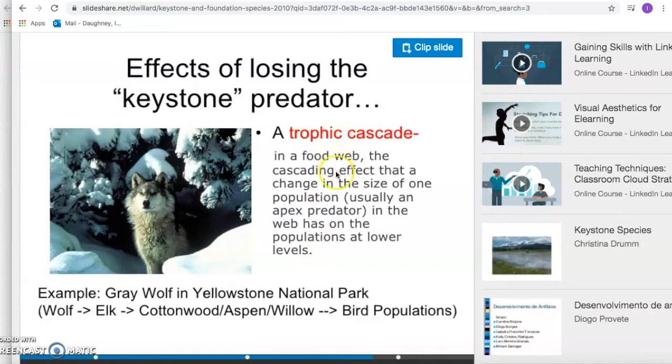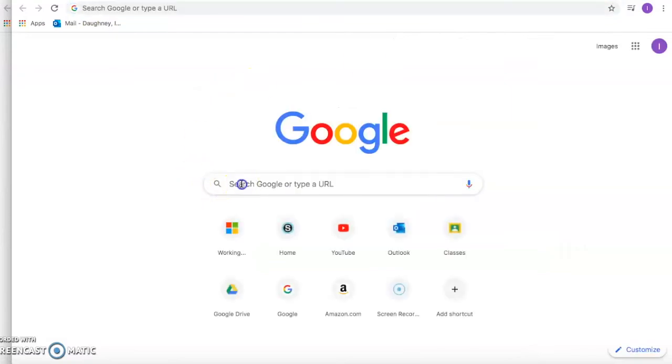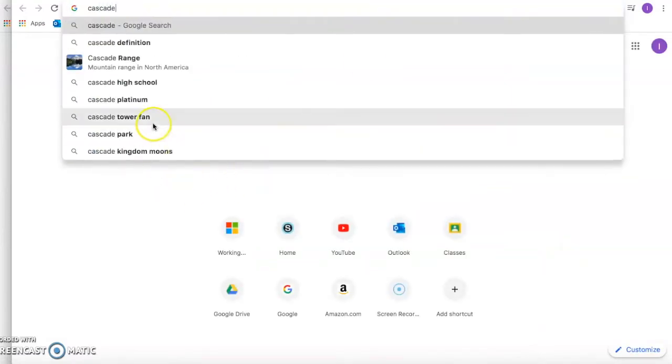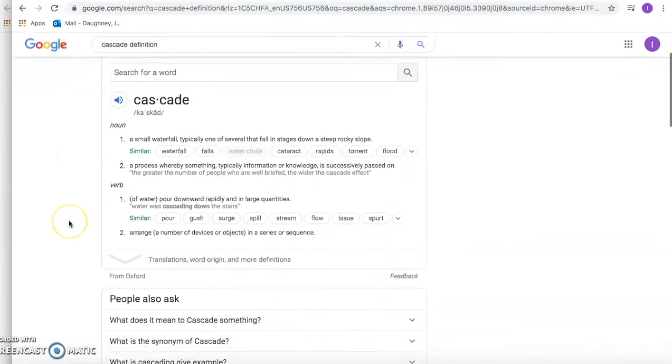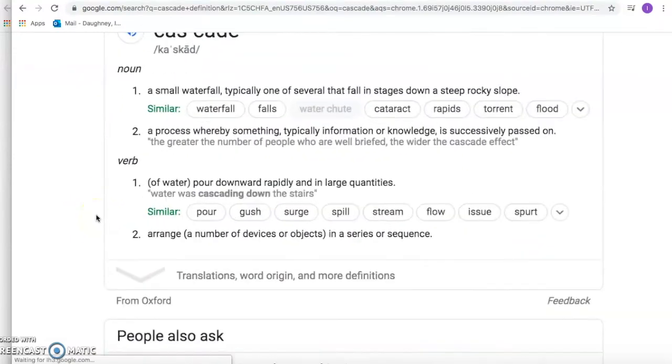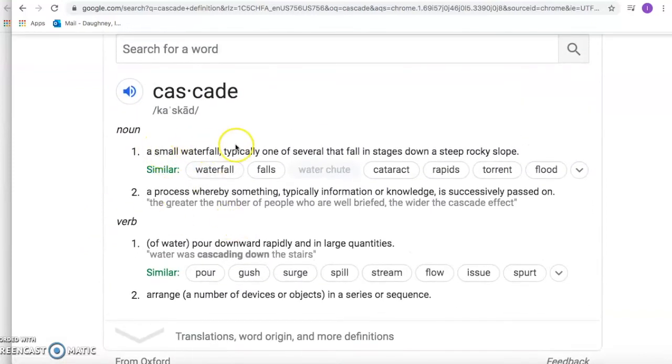If you're not 100% sure what the word cascading means, then let's look it up real quick so that we can make sure that we understand, okay? So generally it means a small waterfall typical of several that fall in stages down a steep rocky slope. So when we're talking about the metaphor of a cascade, it means you start at the top, and then if something falls, it's going to trickle down into a cascading effect. It's going to go all the way from the top all the way down, just like a waterfall. It's going to affect everything.